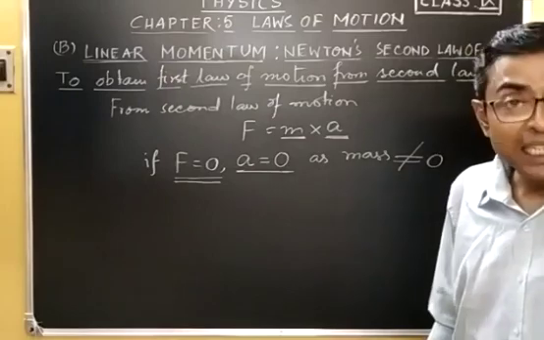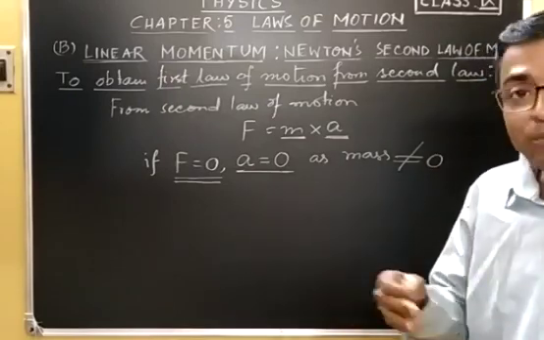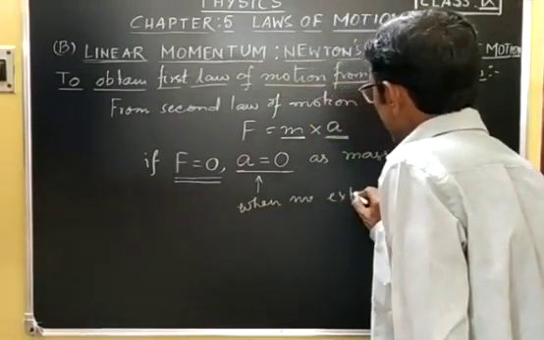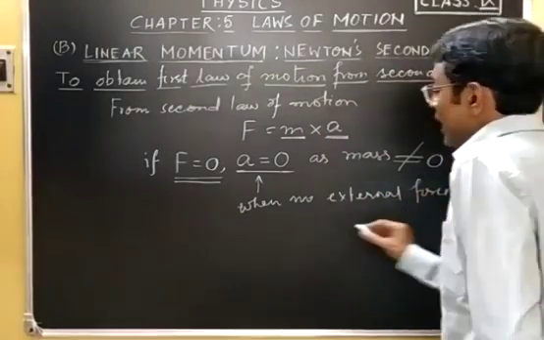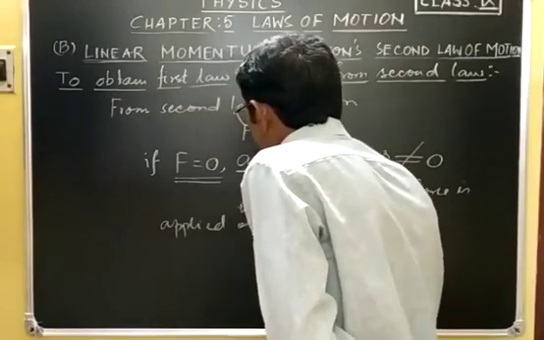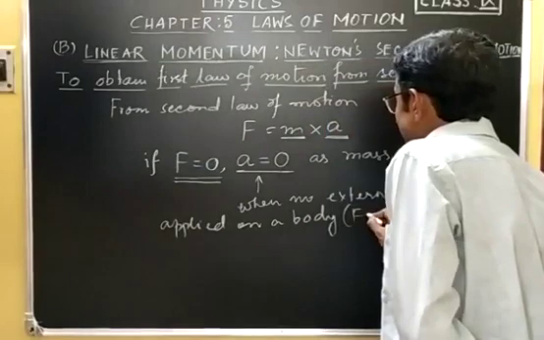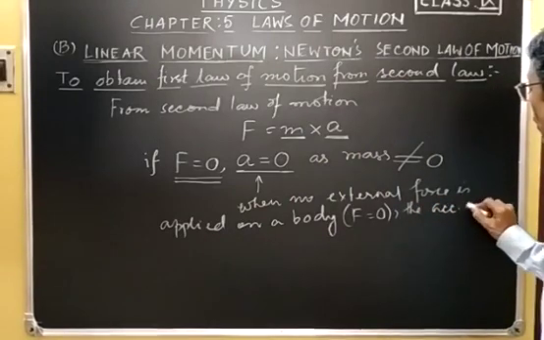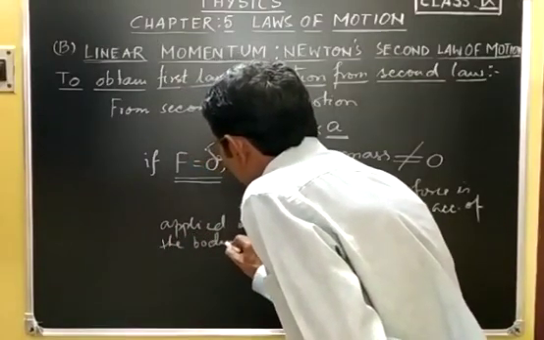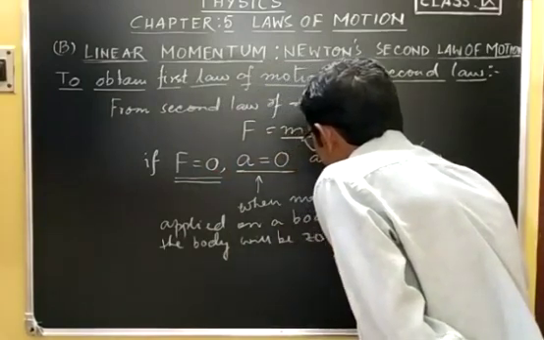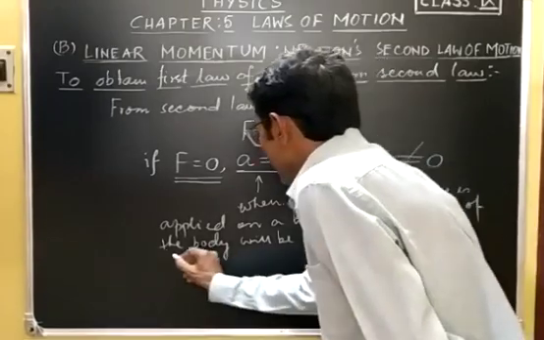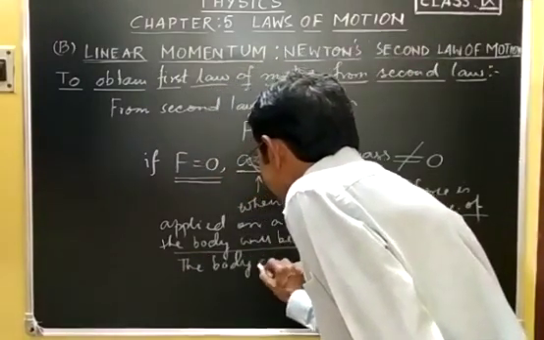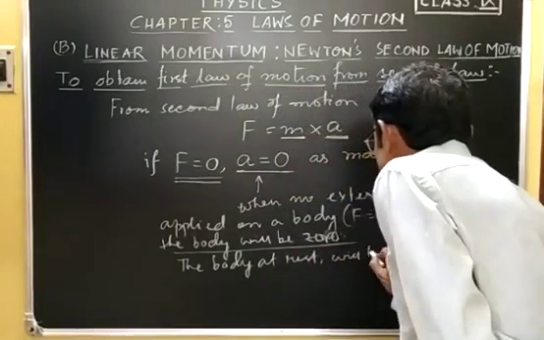The acceleration of the body is 0; the meaning of the statement is the body which is at rest will remain at rest. So the meaning of this is when no external force is applied on a body. So how can I conclude that? F equals 0, then the body will not have any acceleration. The acceleration of the body will be 0. And acceleration of the body is 0. What is the meaning of this? The body at rest. So you should write it like this: the body at rest will be at rest.